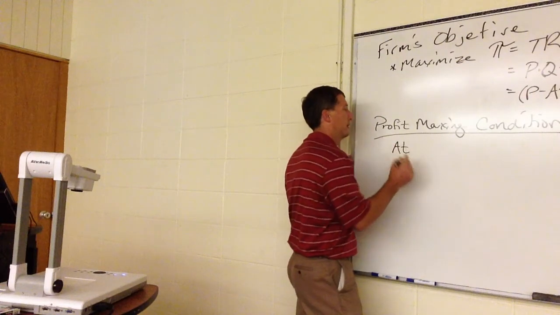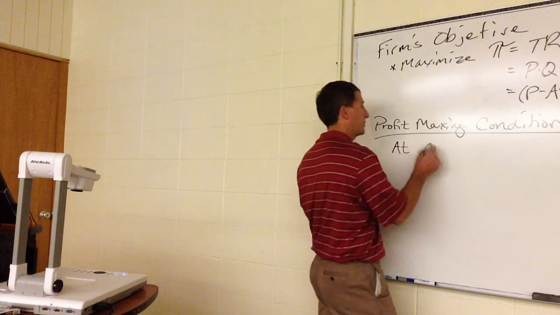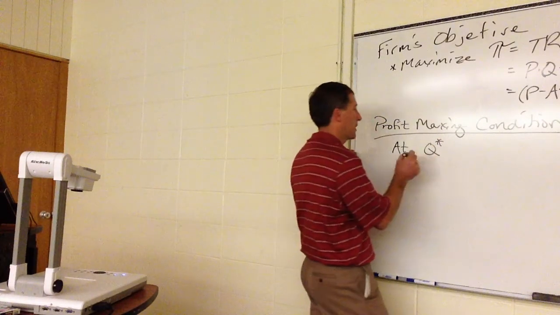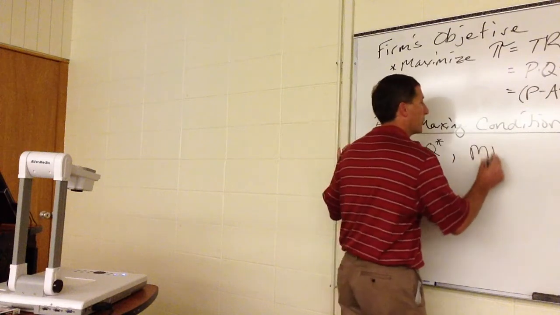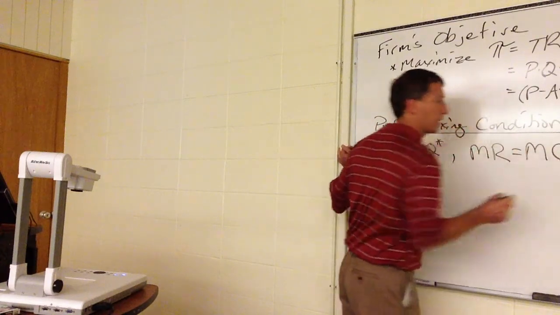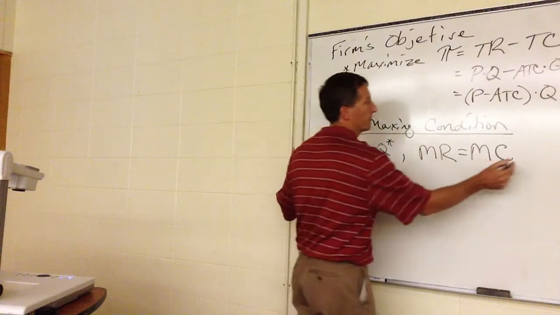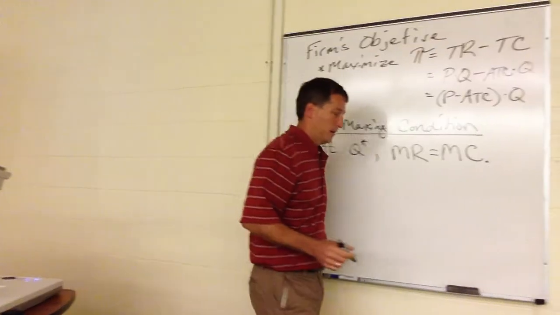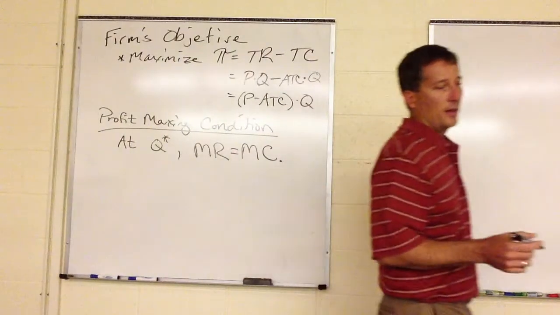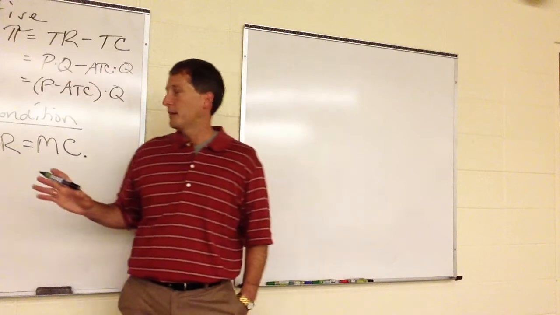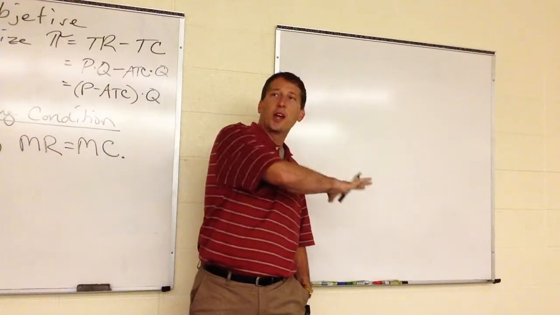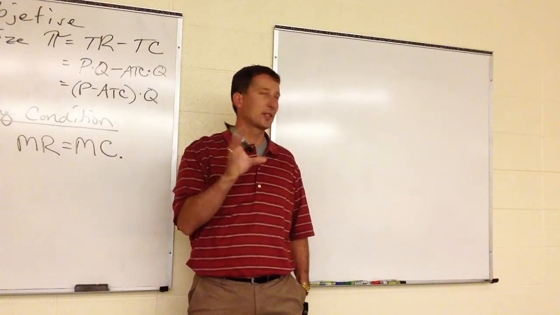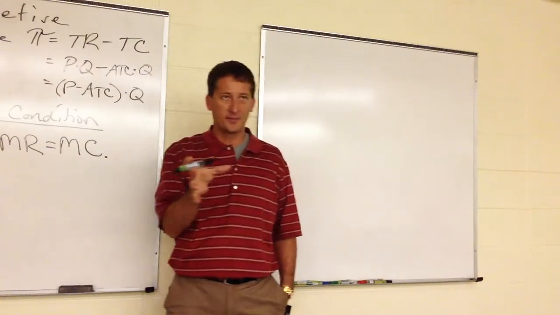So at the profit maximizing quantity, the solution to the profit maximizing problem, at Q star, the revenue generated by the last unit produced was equal to the cost of the last unit. Okay. That's the general overview that should be in the back of your mind as we go through this material that looks at this problem slightly differently.